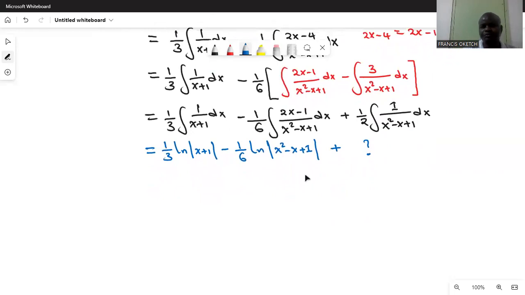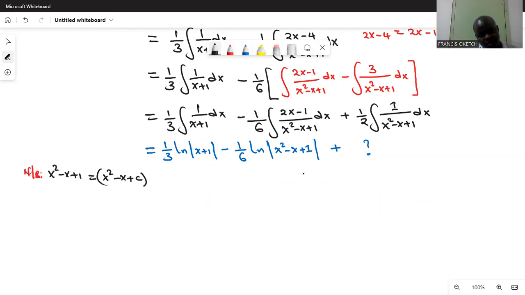So, now look at this integral. We need to take note that x squared minus x plus 1, if we complete the square, can be written as, let me write this, x squared minus x plus 1 is the same as x squared minus x plus a number C.